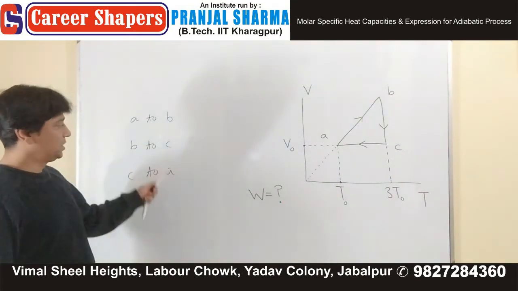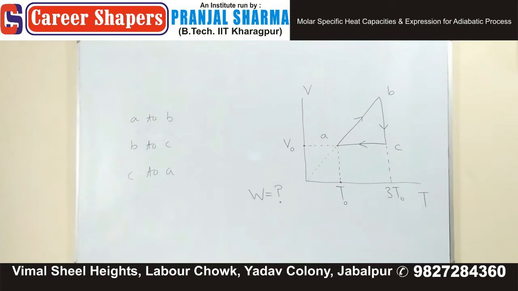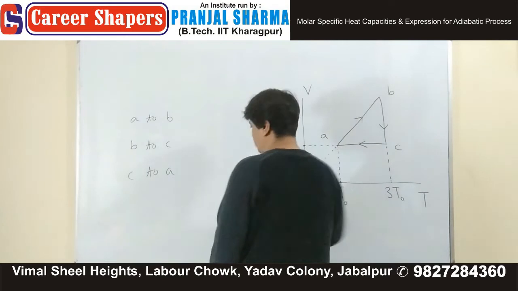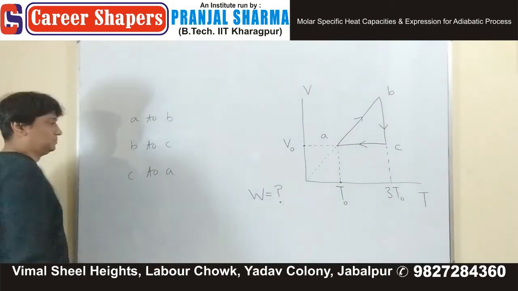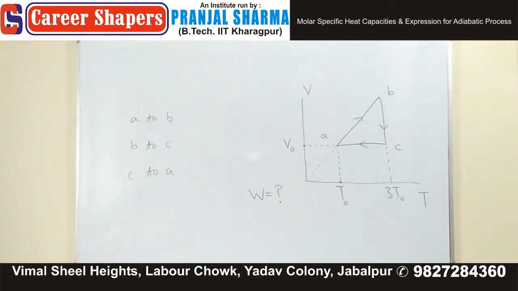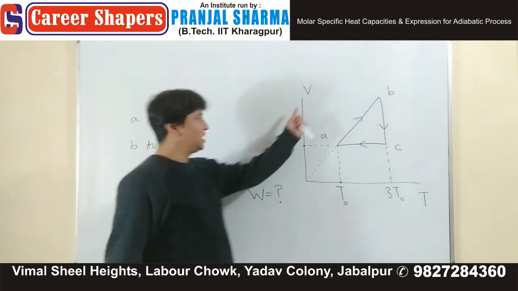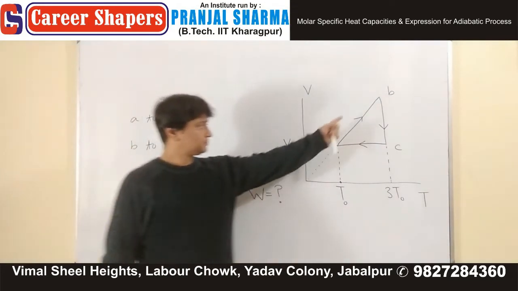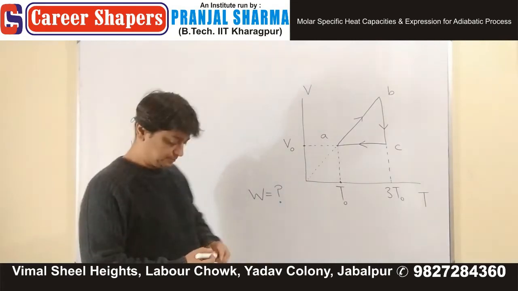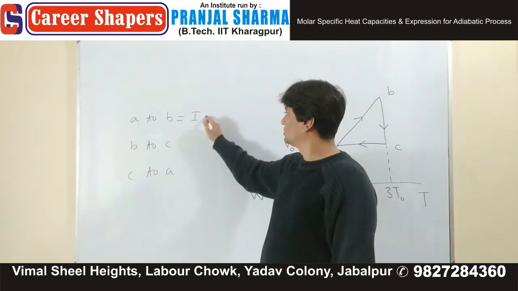A to B, B to C, C to A. So answer this. What is A to B? What is this process A to B? Good. In VT graph, if graph passes through origin, then it represents an isobaric process.